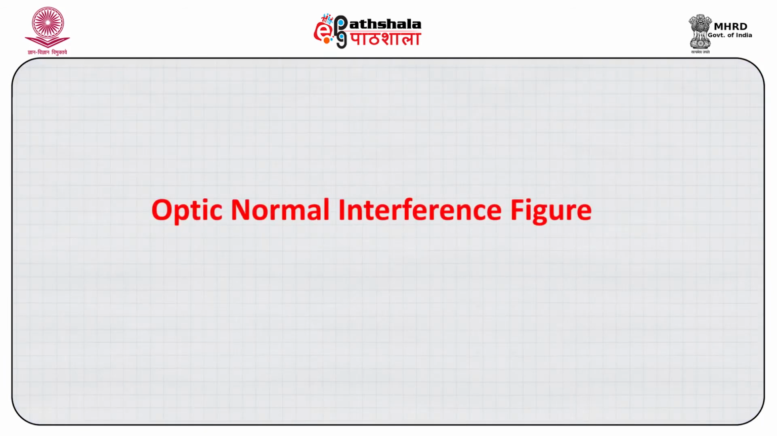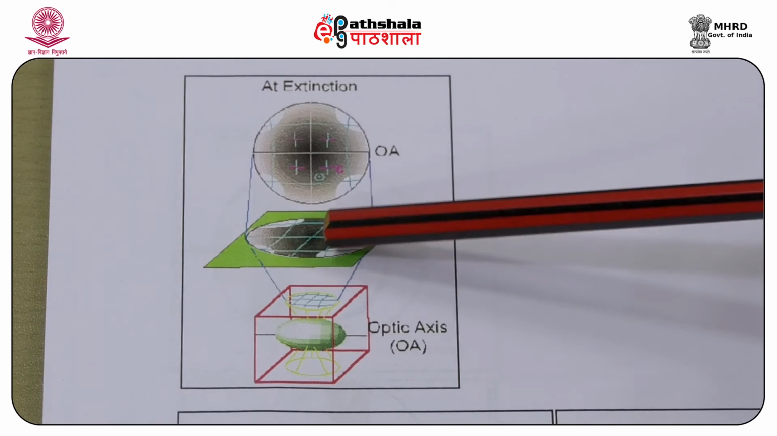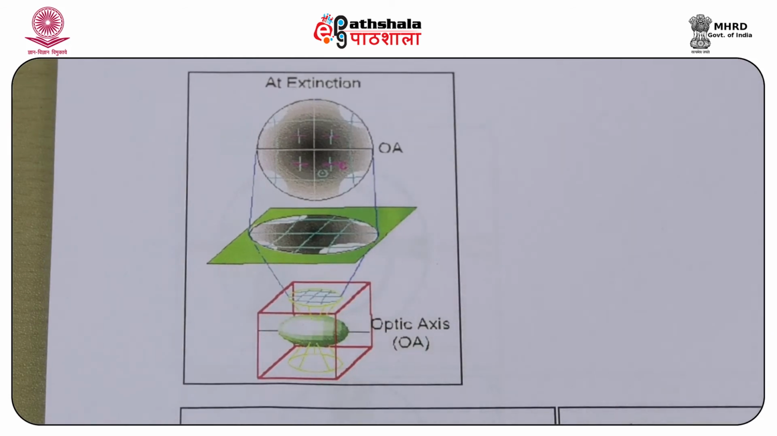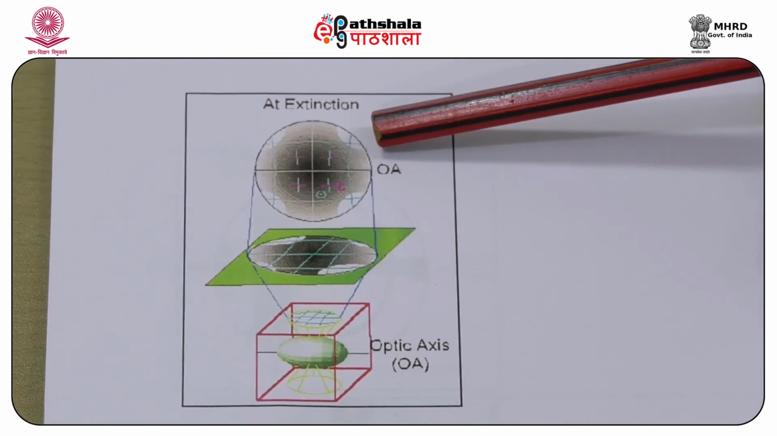Now we will move on to the optic normal interference figure. If a mineral grain is oriented with the optic axis parallel to the microscope stage, as you can see here, the mineral grain is oriented parallel to the optic axis, we obtain an optic normal interference figure. As these figures display maximum retardation, they are characterized by a broad fuzzy isogyre, as you can observe in the diagram above here.